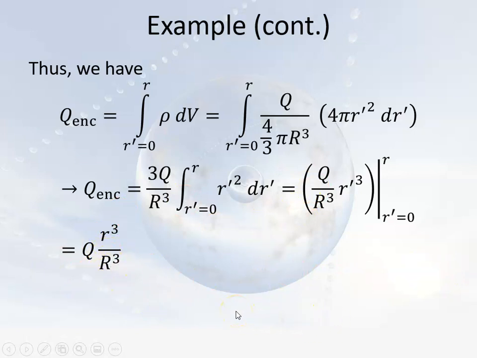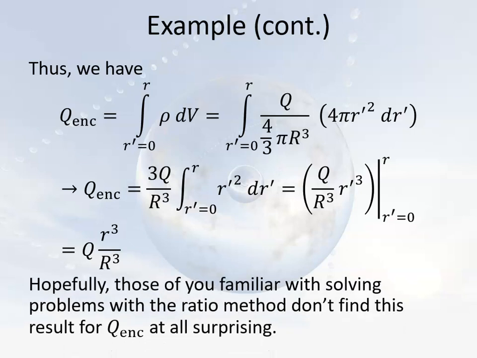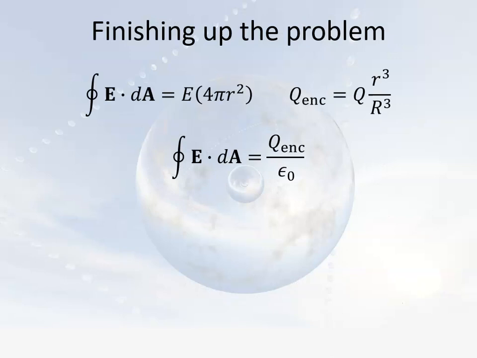Now, people who are used to using the ratio method would have arrived at this result instantly using geometry. And by instantly, I mean less than one line, probably. Well, okay, one line. You can't have 0 lines. You have to show your work. But in any case, we got this using calculus here. The point is, we would still be able to get this using calculus if the charge distribution was not uniform. The ratio method would only work if it was uniform. So, there we go. Now we know what the enclosed charge is.